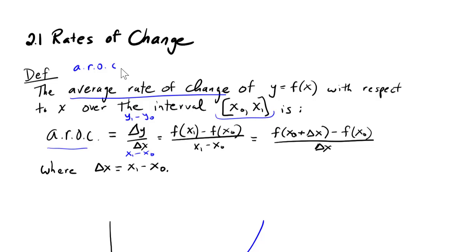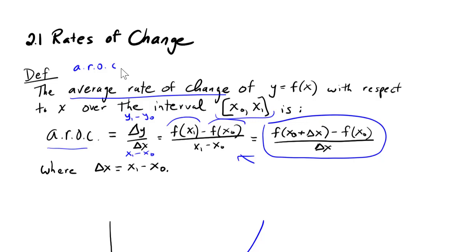Okay, so since y is f of x, we could also write y1 as f of x1 and y0 as f of x0, so we get f of x1 minus f of x0 over x1 minus x0. And that's going to be a very useful calculation quantity for us if we're just trying to calculate the average rate of change over some interval. Later on, when we apply this using limits, we're going to look at this last form here, which shows f of x0 plus delta x minus f of x0 over delta x.